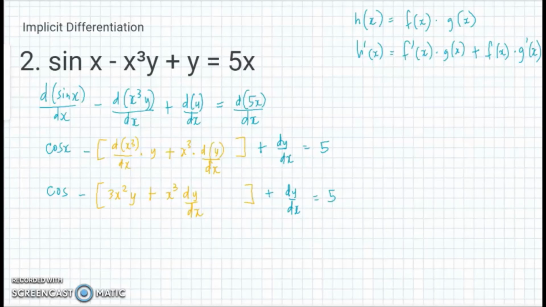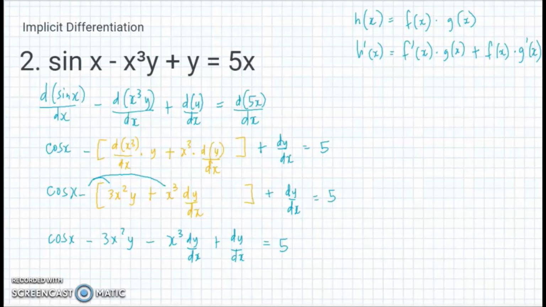And let's not forget, I always tell this to my students, if you have the minus, always follow it with a grouping symbol, no? Because, you know, may pagka-traydor yung minus sign na yan eh. Okay, so we have cosine, oops, sorry, I forgot the x here. So we have cosine x minus 3x squared y minus, see, it becomes minus now, x cubed dy dx plus dy dx is equal to 5. Okay? So, there's step 1. We have differentiated each term in our equation.